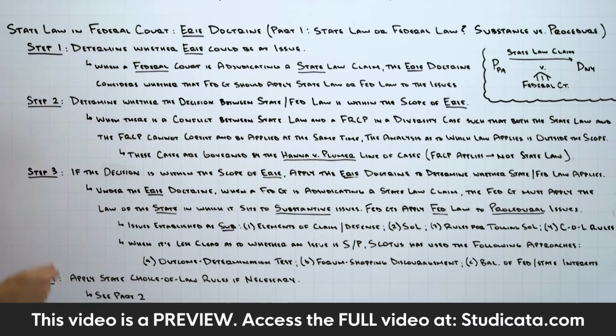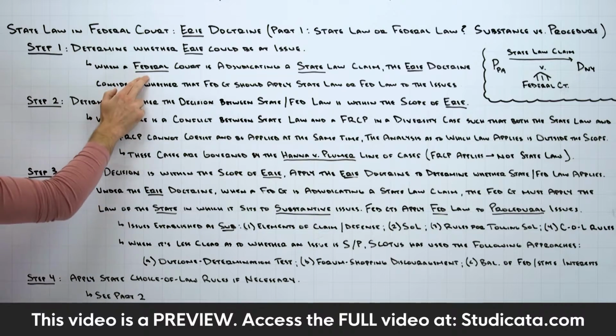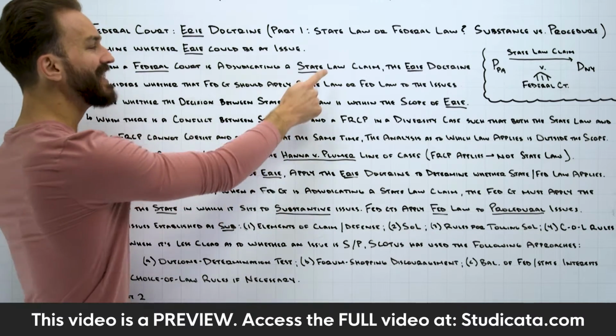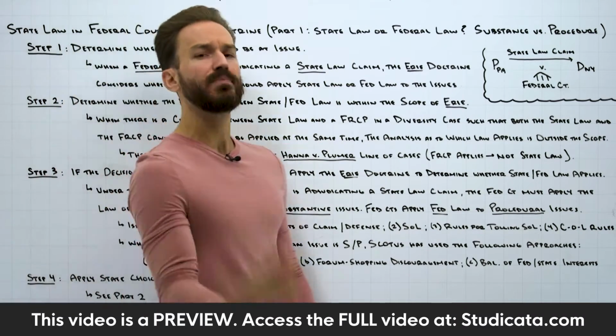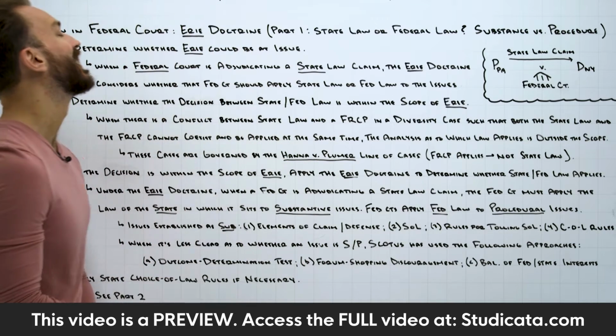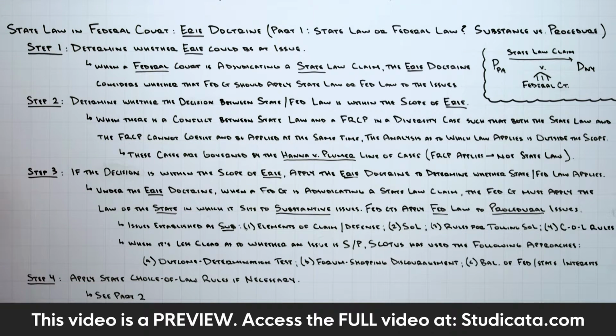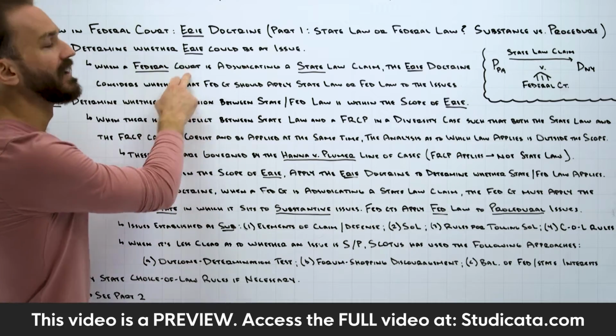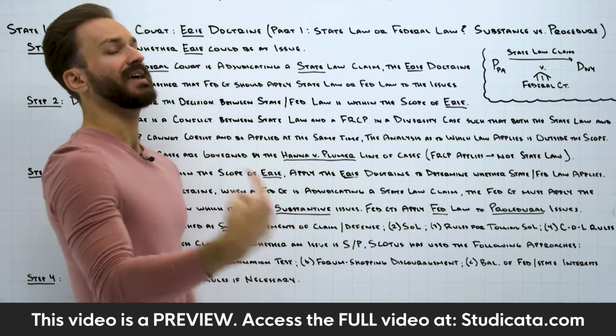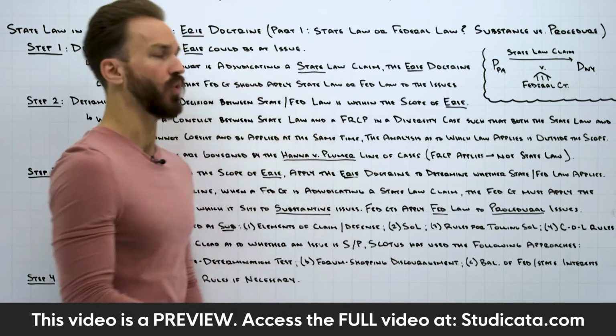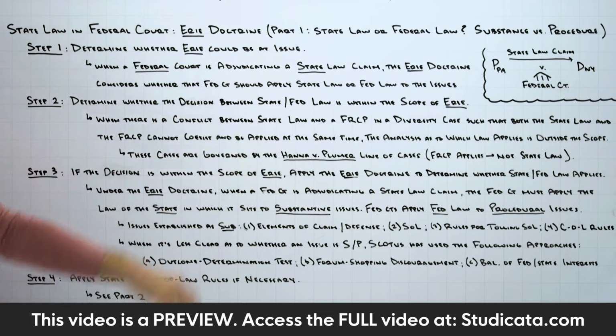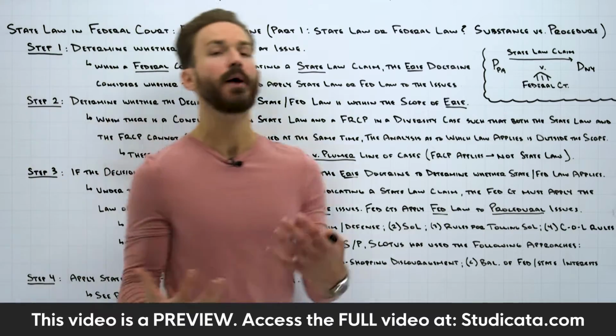So Erie Doctrine is only going to be an issue if we have a federal court adjudicating a state law claim, which typically means our federal court will be sitting in diversity jurisdiction. This is typically how a state law claim is brought into federal court. And then from there, usually in terms of issue spotting Erie, we're going to have some dispute.